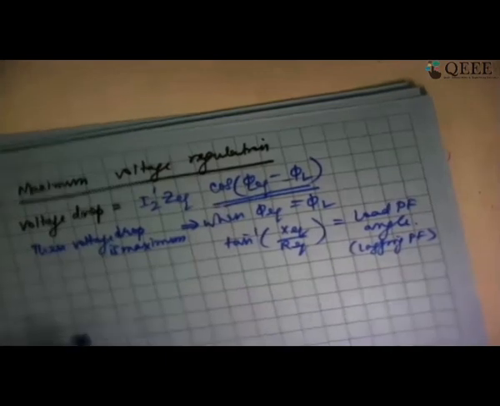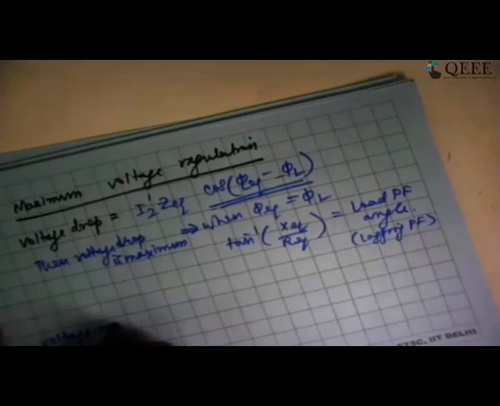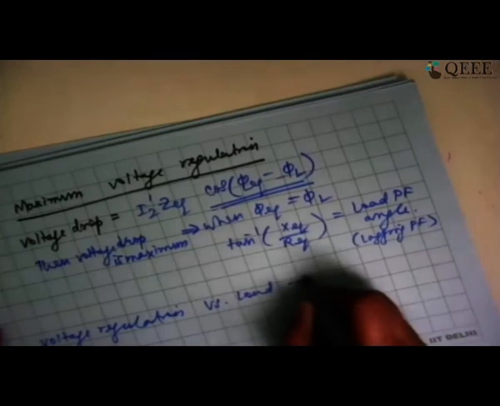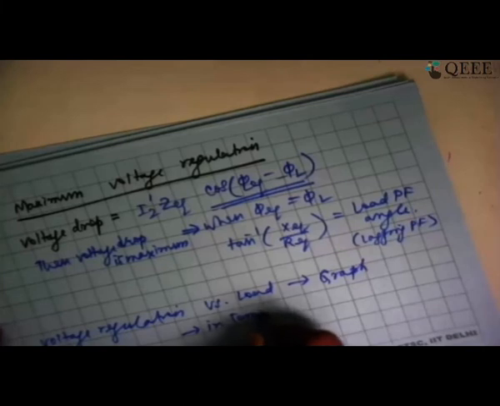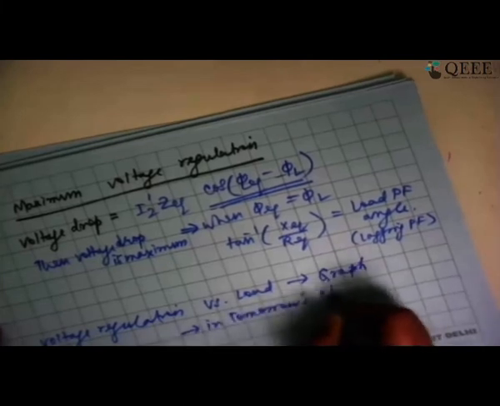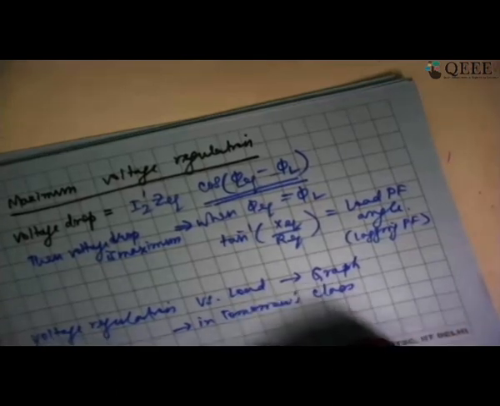So in tomorrow's class, we will also look at the voltage regulation versus load graph. We have the open circuit test and short circuit test, and how to do the calculations for them. Then we are going to look at all-day efficiency, and we'll also look at the voltage regulation versus load graph. Then we will work out a few problems. So this is the plan for tomorrow's class.